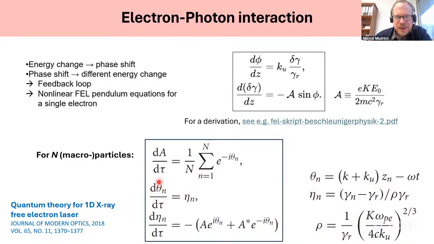And that's one equation, and here's a second equation, which again couples the deviation of the energy, the eta, to, in this case, okay, here it's sine phi. Here this is just cosine phi.